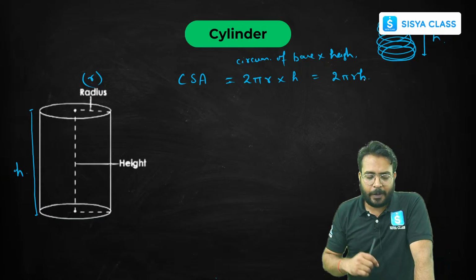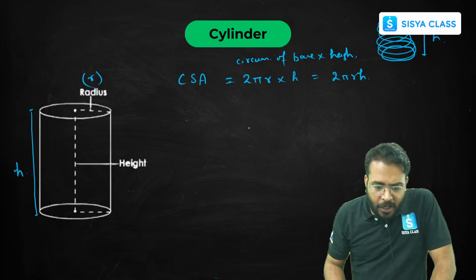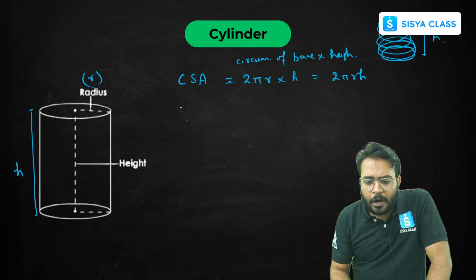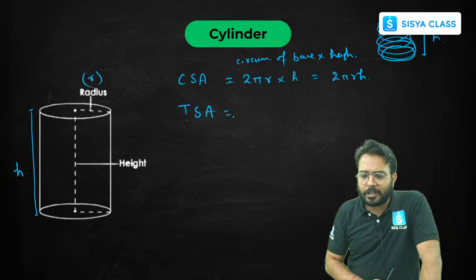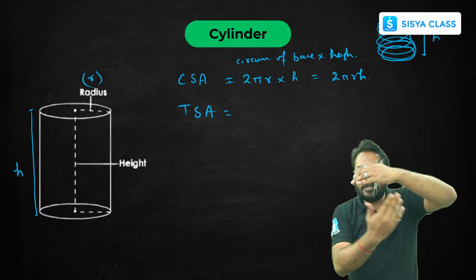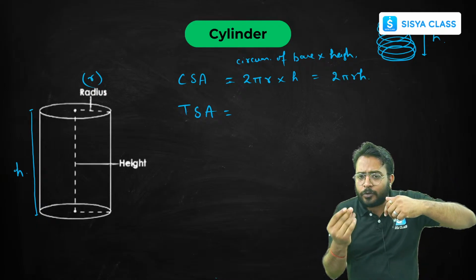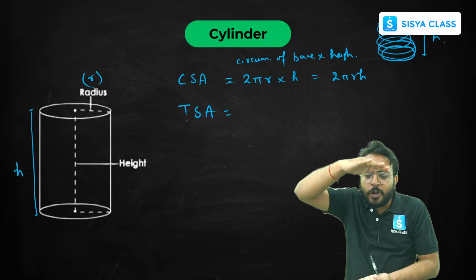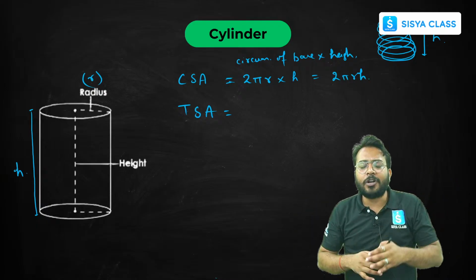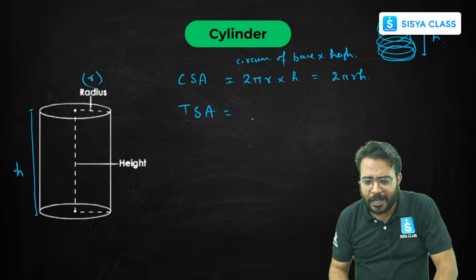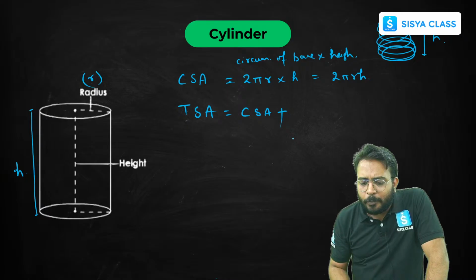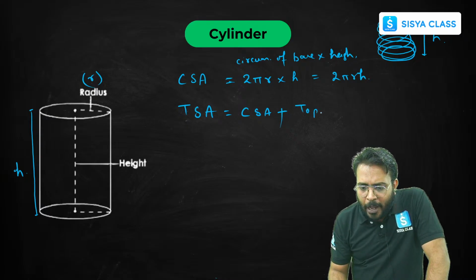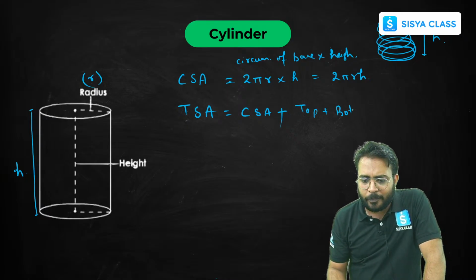Now suppose I need to find out the total surface area. I told you that this area is called the curved surface area, and if I include the area of my top and bottom, it is going to be called the total surface area. That means total surface area is your curved surface area plus area of my top and area of my bottom. Yes or no?